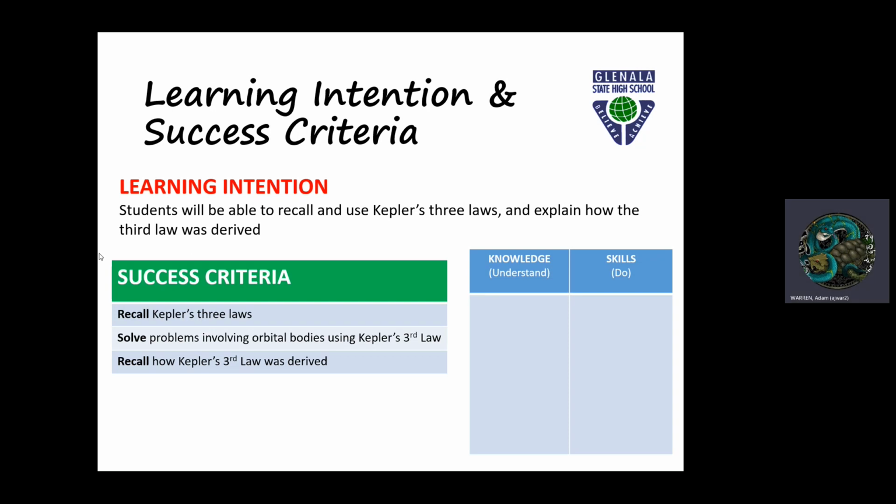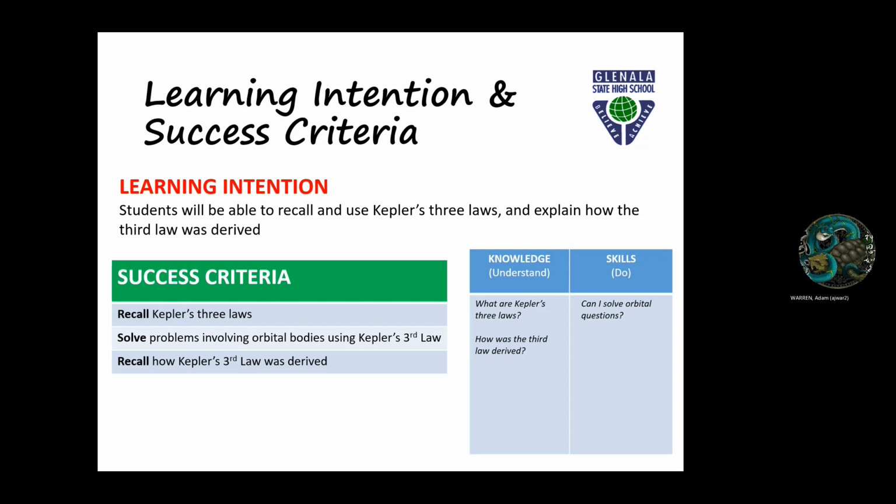Okay, so looking through here, we can see we've got a couple of knowledge cognitions and a skill cognition. First thing we need to know is what Kepler's three laws are. If you don't know them, you can't recall them. The second knowledge is also a recall: how this law was derived, which is going to be pretty straightforward. We'll get to that later on. In terms of skill, we need to be able to use this equation that we're going to learn about, Kepler's third law, and doing stuff with orbital bodies.